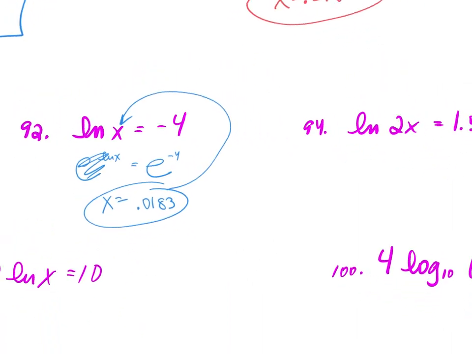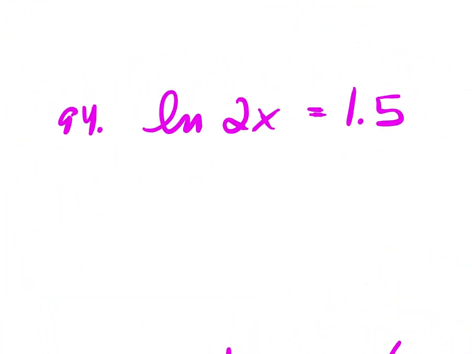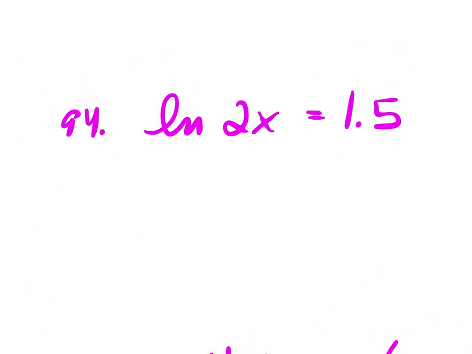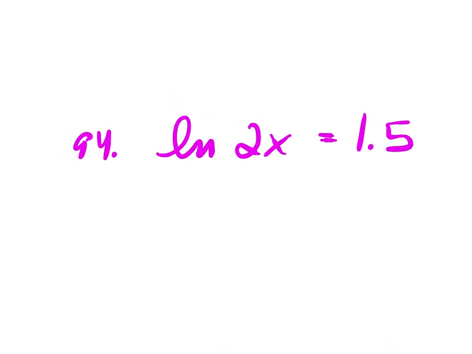It works. So now I come here and I say, okay, ln 2x. Guys, if the 2 was out in front here, I would divide both sides by 2. But it's not. It's stuck in between the x and the natural log.